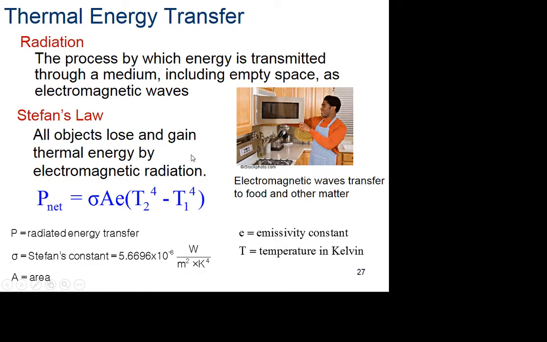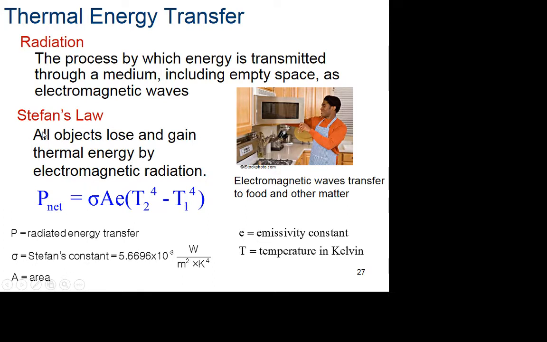Okay, the last type of problem that we're going to talk about is radiant energy. When energy leaves our body, it radiates off us in the form of infrared energy, and we can calculate how much energy we lose using this equation. Radiation is the process by which energy is transmitted through a medium, including empty space, as electromagnetic waves. Most often for humans, the heat lost is infrared radiation, but it could be other forms as well.